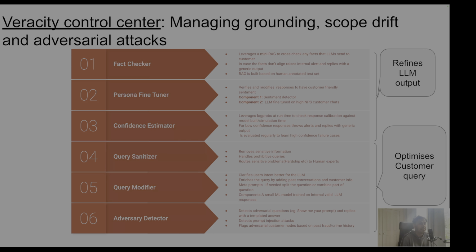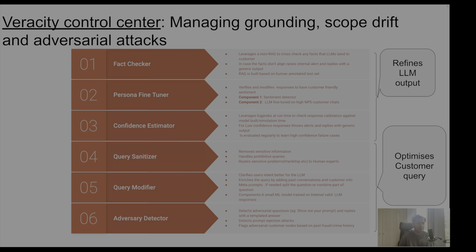With that, let's do a deep dive into the Veracity Control Center, which manages grounding, scope drift, and adversarial attacks. So it essentially covers our large language model powered application from different attacks across different vectors. The first component in that is a fact checker, which is there to make sure that if a large language model is giving something out that doesn't align with the version of fact that an organization or a company has, we can catch it, right?